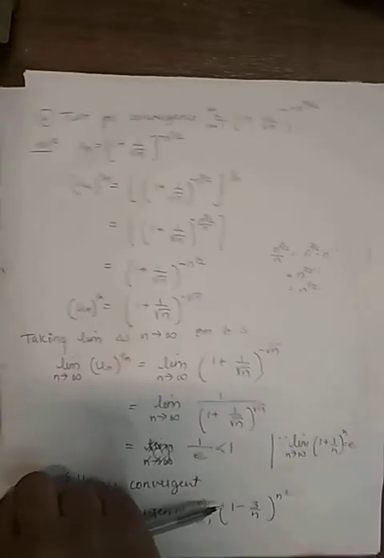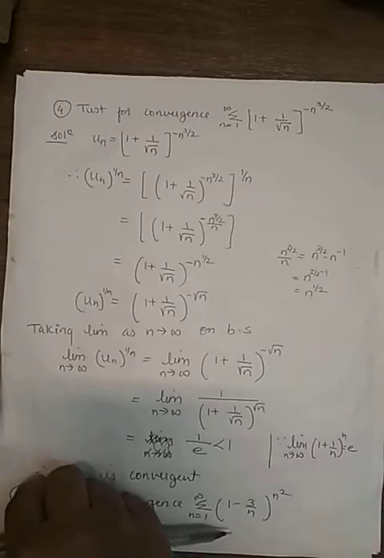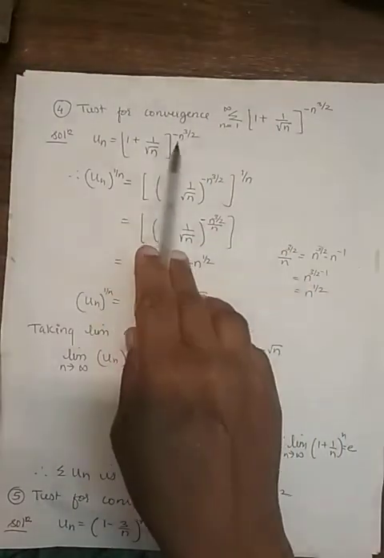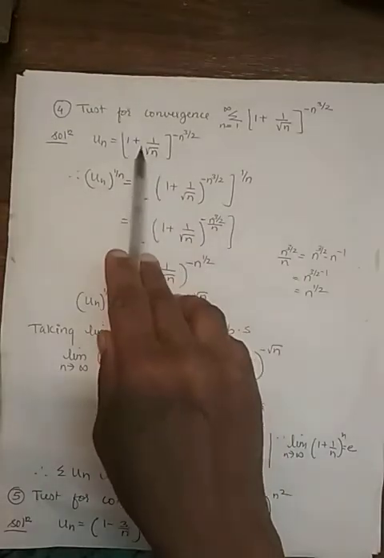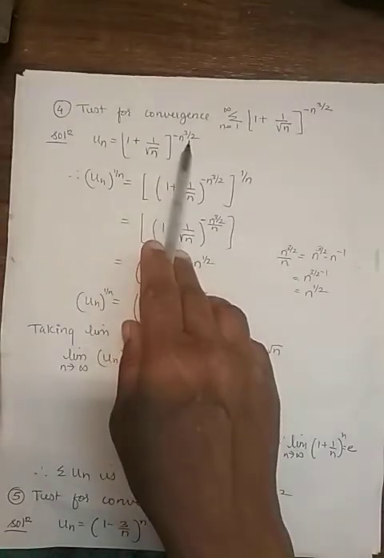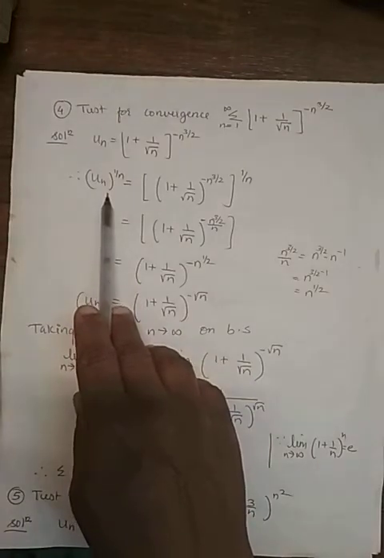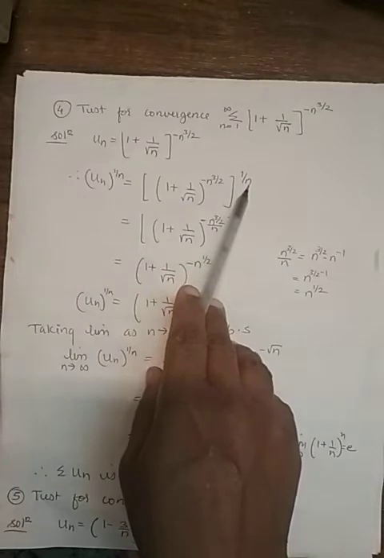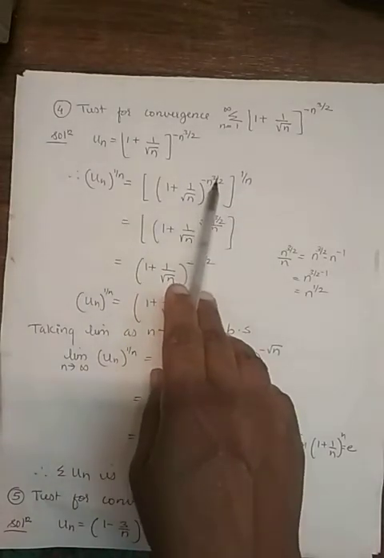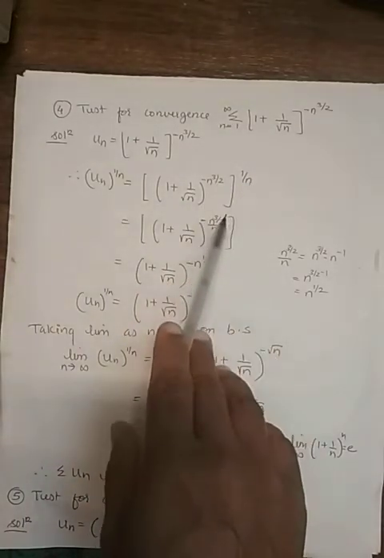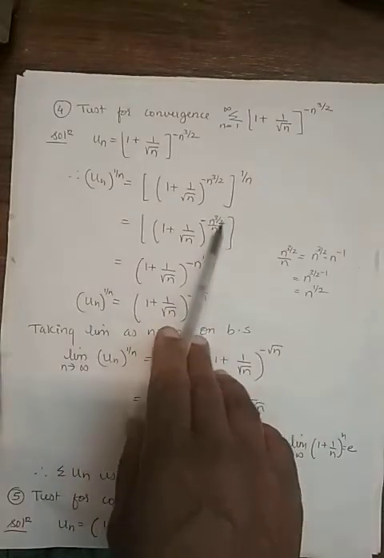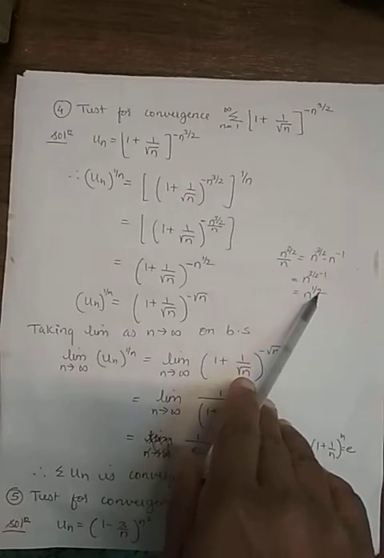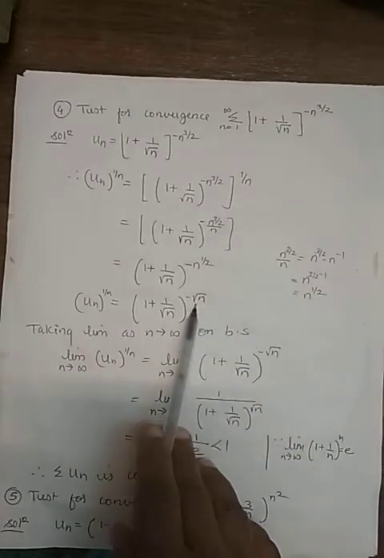Test for the convergence. Summation n equals 1. Now already the general form is given. So consider un. Again a bracket raised to a function n is there. So again go for Cauchy's root test by raising the power of 1 by n on both sides. So minus n raised to 3 by 2 into 1 by n raised to 1 by n means it is minus n raised to 3 by 2 upon n. If you simplify this power, it will become n raised to half. Means n raised to half means it is what?